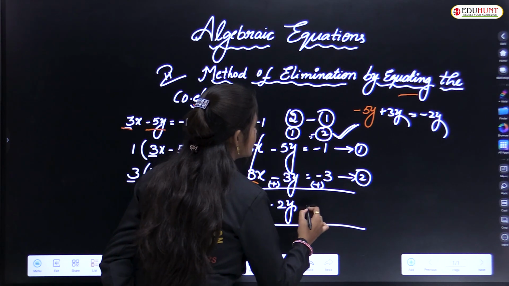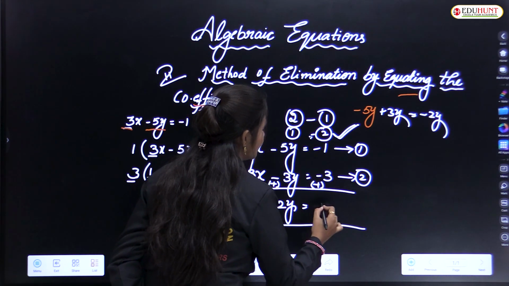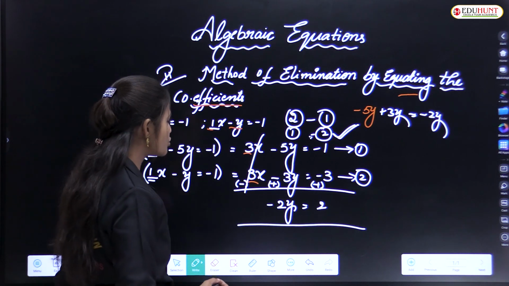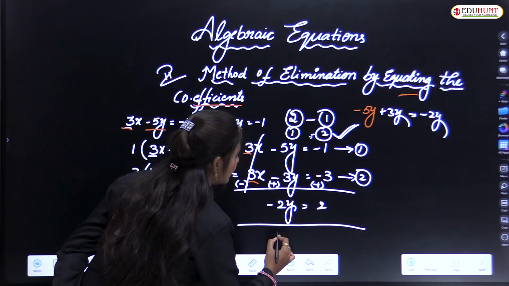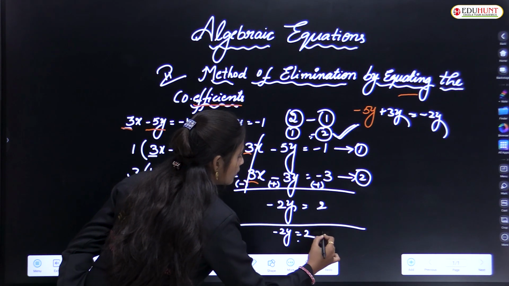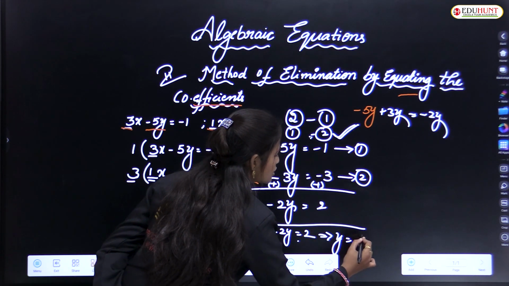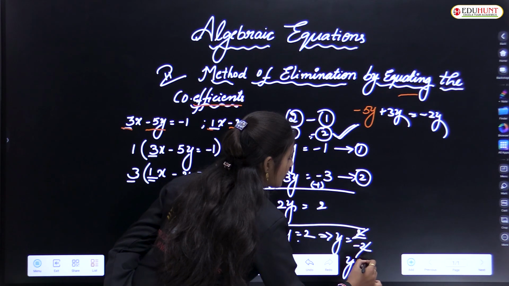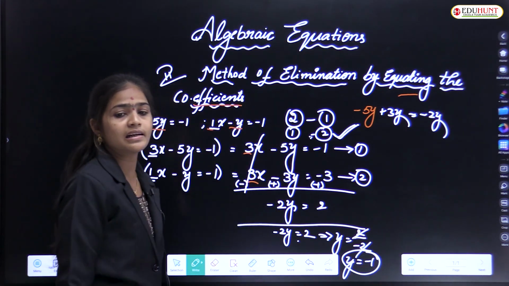Okay. So x is equals to plus 3 minus 1, that is plus 2. So from this one here, minus 2y is equals to 2. So y is equals to 2 by minus 2, so 2 and 2 get cancelled, so y is equals to minus 1 is that result.